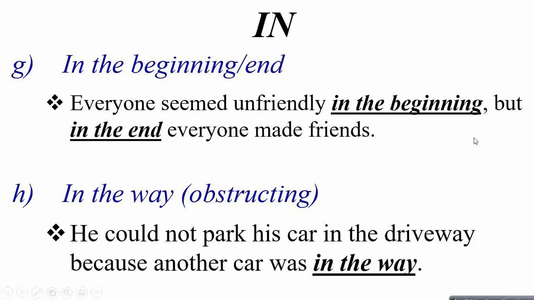Now comes another one, which is in the beginning or in the end. With these two words, the preposition that will come is in. Let's see the example. Everyone seemed unfriendly in the beginning, but in the end, everyone made friends. The next one, in the way, means obstructing. He could not park his car in the driveway because another car was in the way. In the way means obstructing.